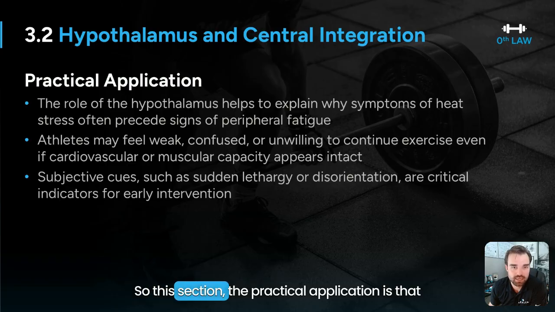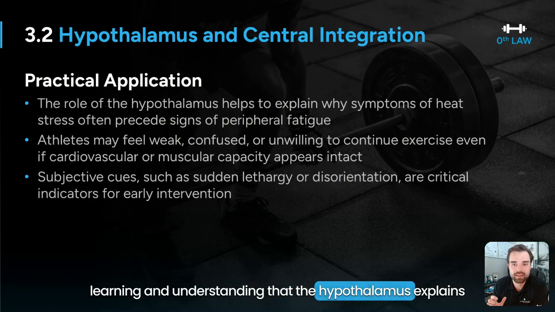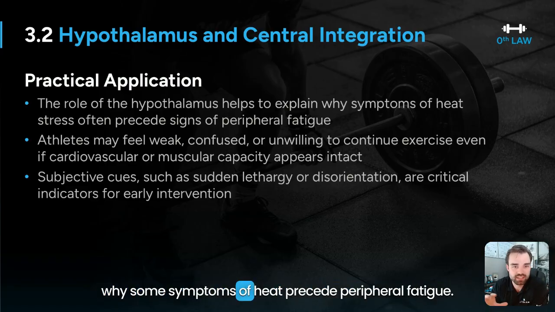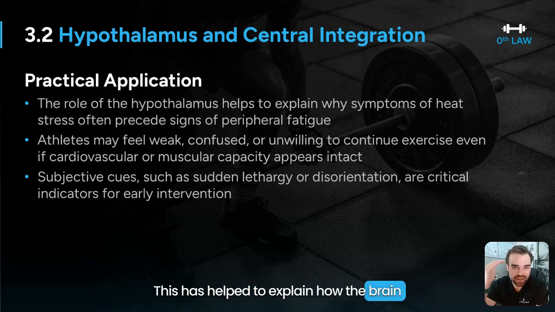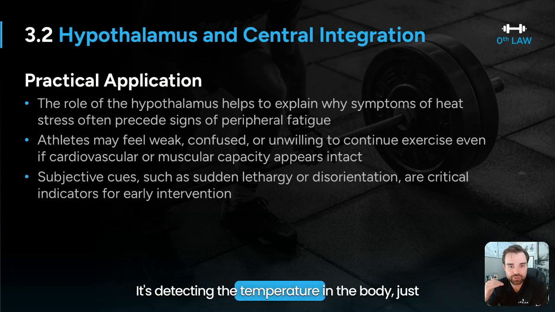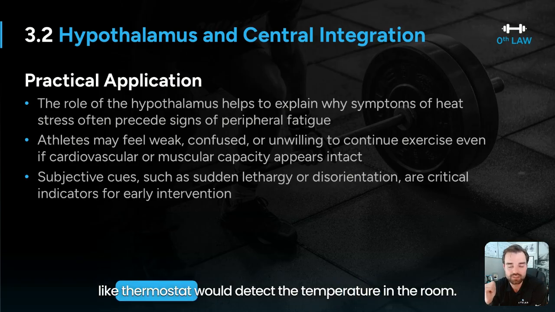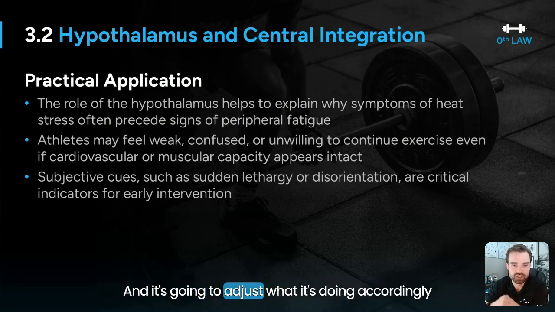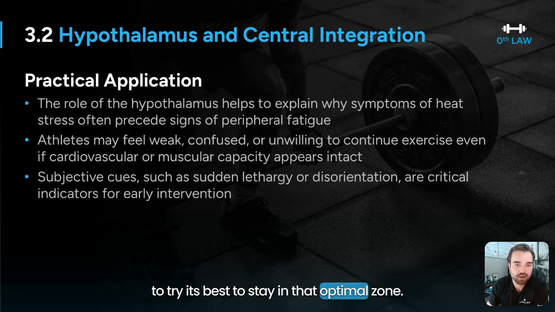So this section, the practical application is that learning and understanding that the hypothalamus explains why symptoms of heat precede peripheral fatigue. This has helped to explain how the brain and the hypothalamus function largely like a thermostat. It's detecting the temperature in the body, just like a thermostat would detect the temperature in the room, and it's going to adjust what it's doing accordingly to try its best to stay in that optimal zone.